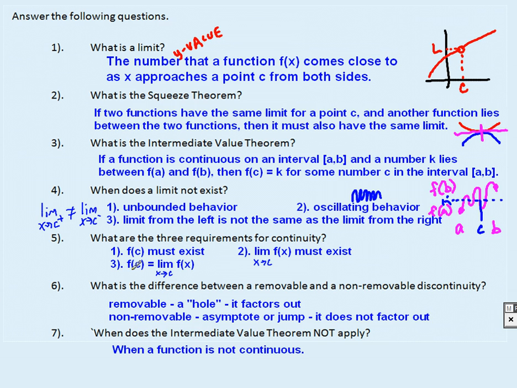Number 6, the difference between removable and non-removable. Removable is where you have the holes. That's where things will factor out. Make sure you remember that part. Non-removable, that's where you have asymptotes or jumps. That's when you can't factor anything out. And the IVT does not work if the function is not continuous to begin with. That's the first and main rule for that.